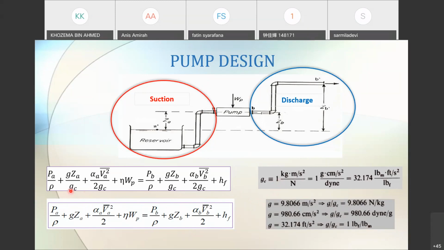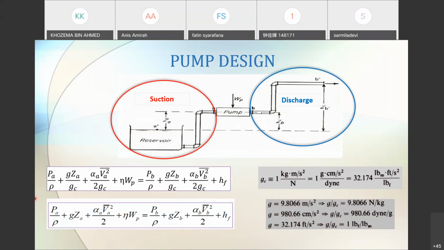So if you substitute one value in all these terms for GC, you'll get this equation. So this equation is solely for SI units. In this equation, you can see that we have eliminated the GC term because GC is equal to 1. So again, this equation is only valid for SI units. And we will be focusing our discussion on this equation.